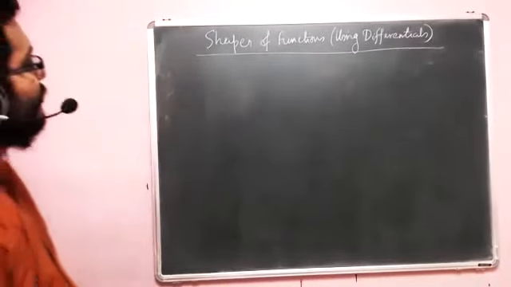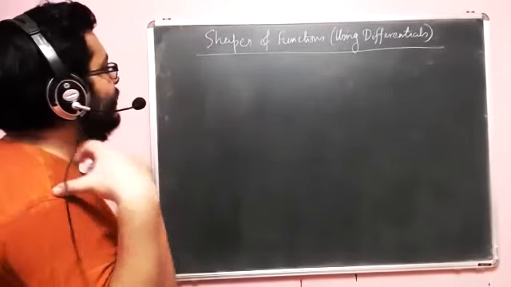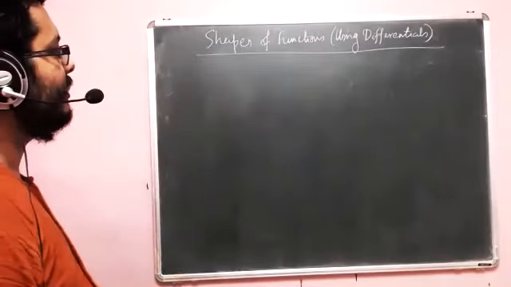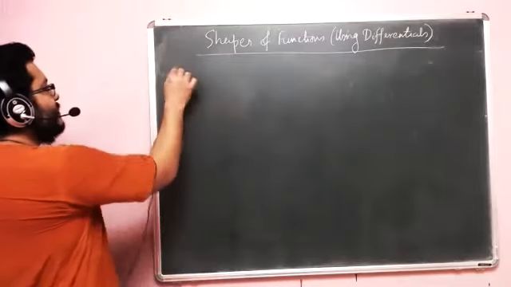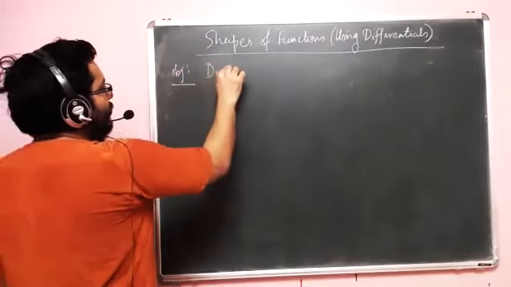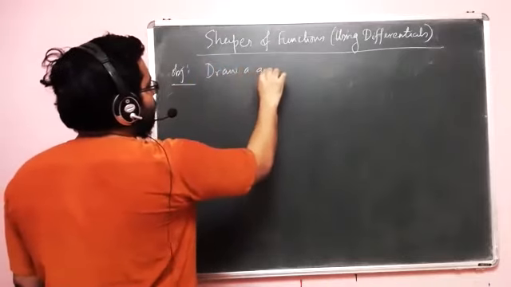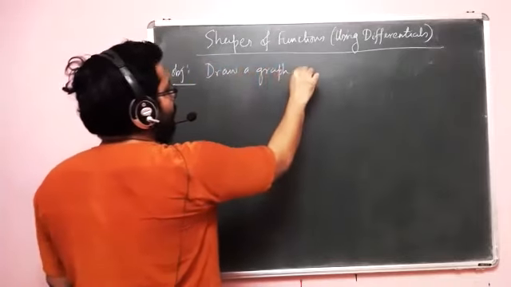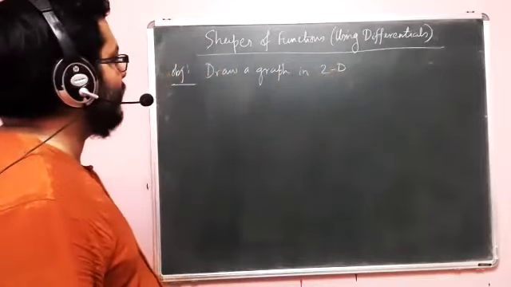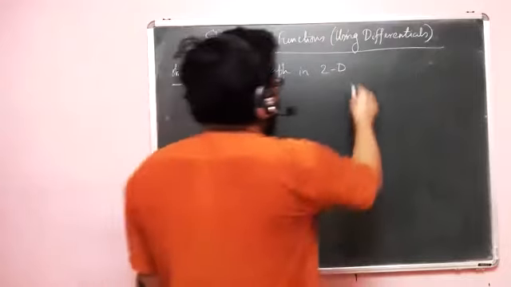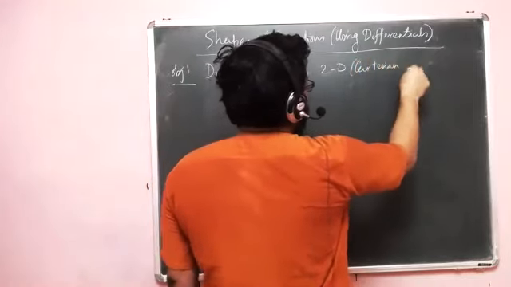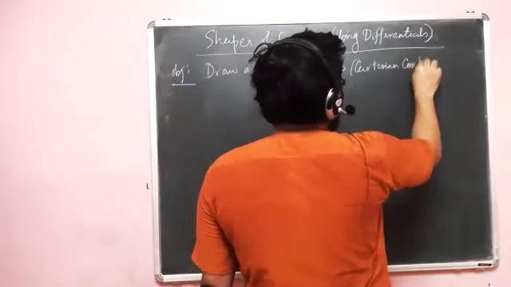So today we are going to look at how to draw graphs of functions, or how to determine shapes of functions. Our objective here is to draw a graph in 2D, two dimensions. By that we mean, to be very specific, in Cartesian coordinates.